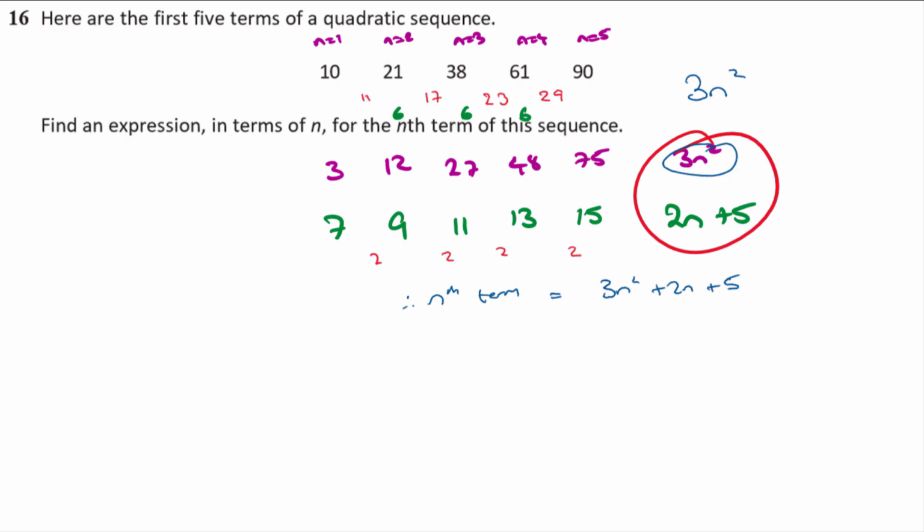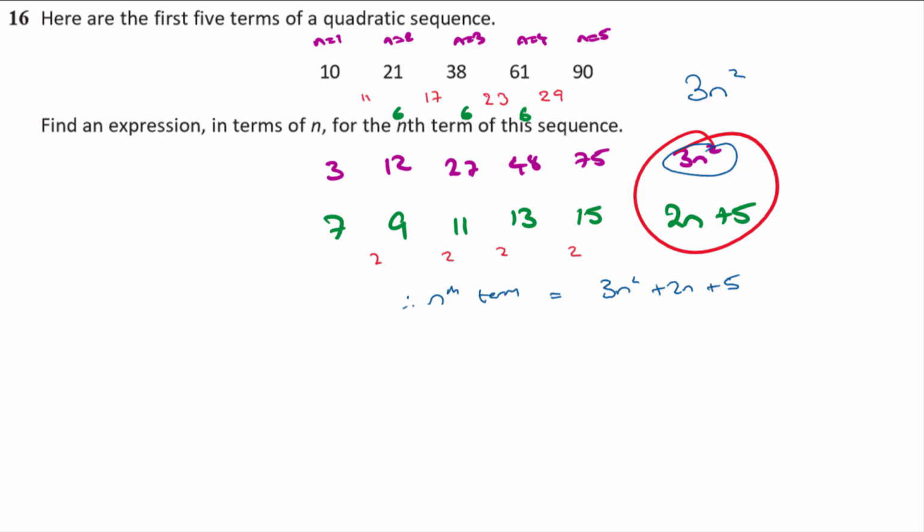So we're basically teaching students how to do something. We're not teaching them why. When we're teaching this method, they rarely understand why you have to take the 6n, the common difference, and halve it, and that gives you 3n squared. They don't really make the connection. So I tend to teach it a different way.